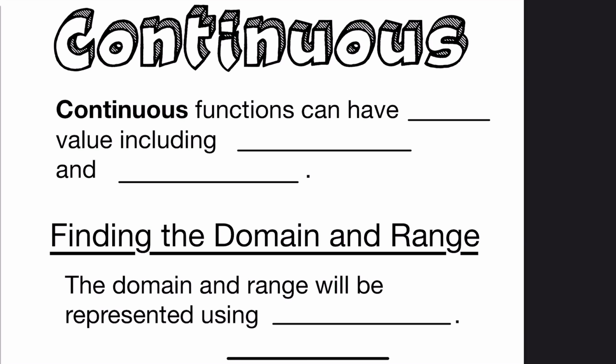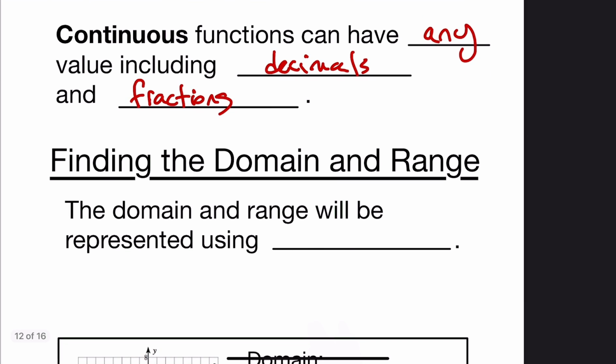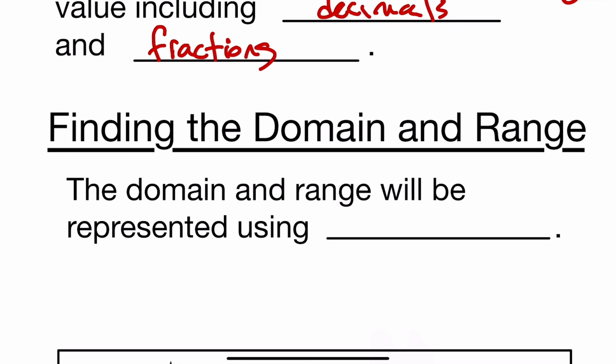Continuous functions can have any value. They could be literally any number you could think of. Including decimals, like complicated decimals, like 1.7894, some that goes on for a long time, and fractions. As long as it's a real number, your continuous function can be on it. So these domains and ranges are going to look a little bit different than our discrete ones. So the domain and range will be represented using inequalities.